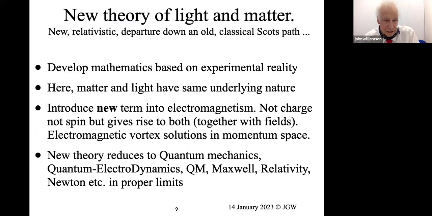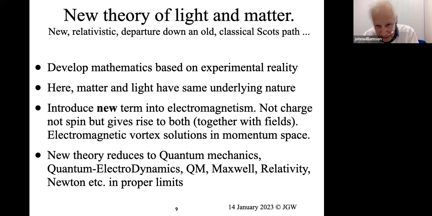So we want to develop a mathematics which is based on experimental reality. Mathematics is going to follow the physics, not the other way around. So in this mathematics, matter and light have the same underlying nature. One can describe within this new mathematics both light particles, photons, and material particles, electrons, protons, neutrons, etc. How do we do that?